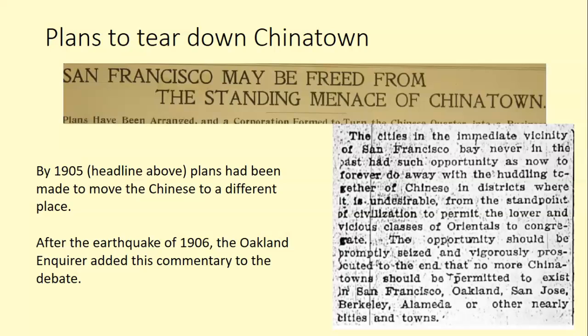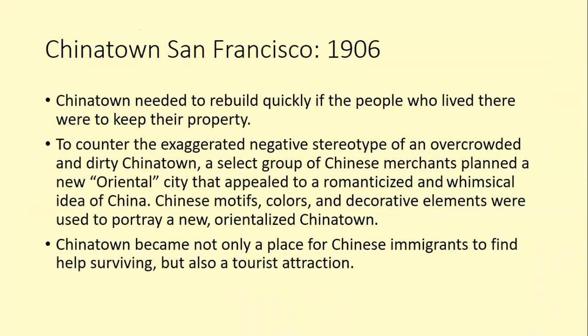In order to be able to keep their homes and where they lived, Chinatown needed to be rebuilt very quickly. And so in order to counter that negative stereotype of a crowded and dirty Chinatown, a group of Chinese merchants got together and planned what came to be the Chinatown that we see today. And before other people could come in to take over their land, they started to rebuild Chinatown, but in a form which we called Oriental.